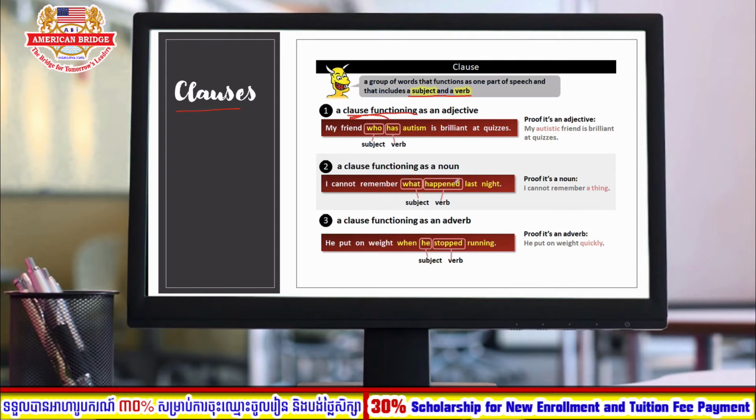So we call it noun clause. I cannot remember. So remember what happened last night. Number 3, a clause functioning as an adverb. So he put on weight when he stopped running. So we have the subject and the verb. And here the whole sentence functions as an adverb, which is an adverb clause. So again, clause refers to a group of words that has a subject and verb.